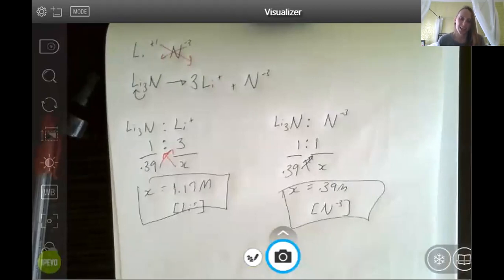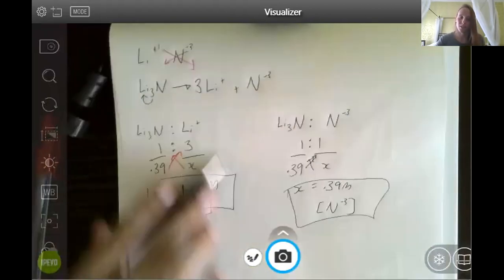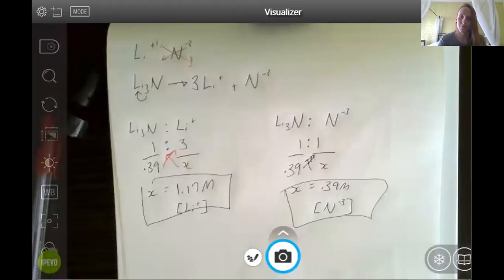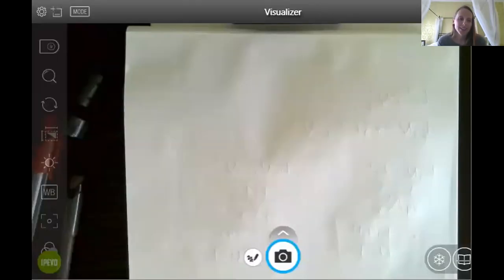Okay, for the second example, it's just going to be an extra step or two because unlike with the example we just did, we're not given the concentration of our solute to start off with. So we're going to have to start by figuring that out before we can then do the rest of these steps. So let's go through how to do that. Okay, so this one says I've added 23 grams of magnesium nitride to water to make 3.4 liters of solution. Determine the concentration of ions in solution.